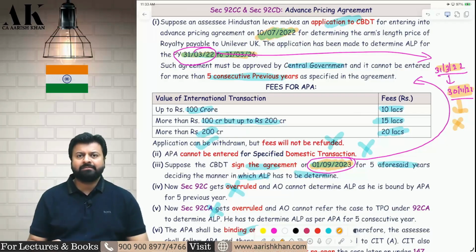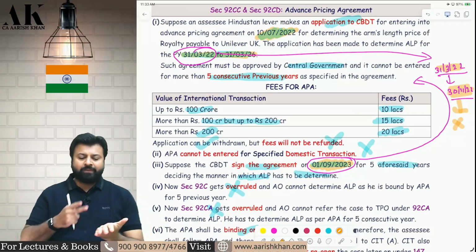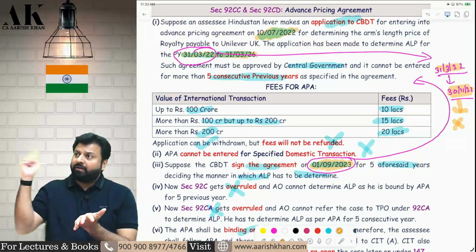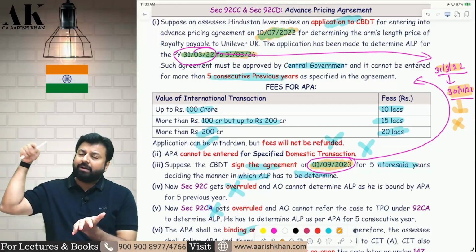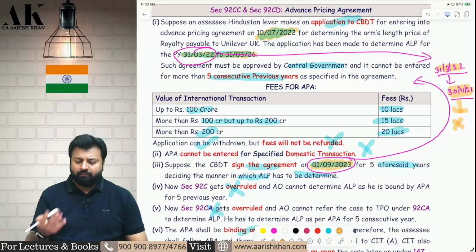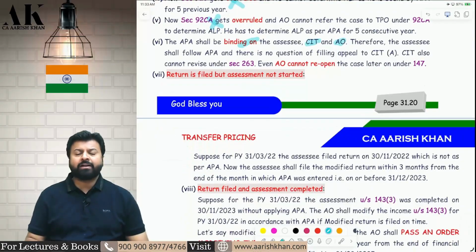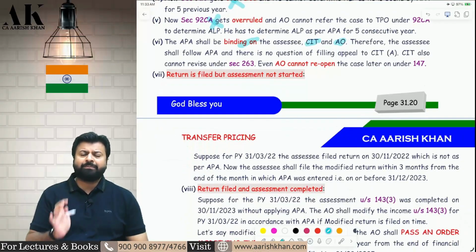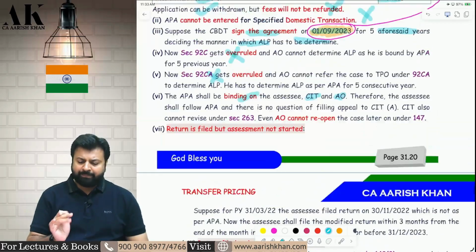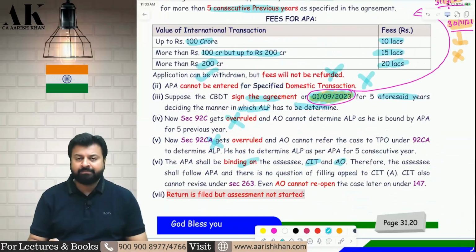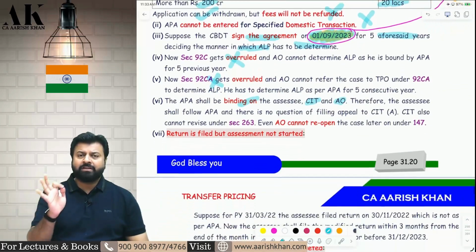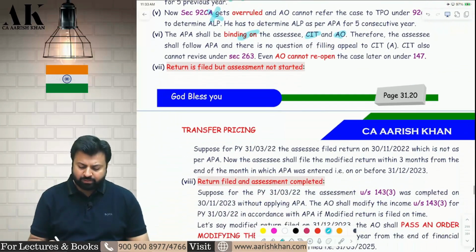Now APA is signed. So the issue is, when APA is signed, at that time one of the years covered in APA is already completed, for which the return is already filed. What should I do? You are supposed to do just one thing. You are supposed to file the modified return within 3 months from the end of the month in which the APA is signed. APA is signed when? APA is signed on 1st September 2023. So you have to file the modified return within 3 months from the end of September 23. So you have to file the modified return by 31st December 2023.